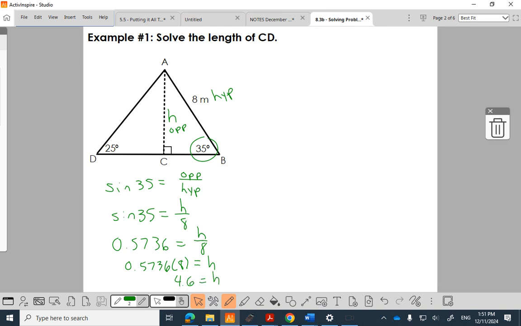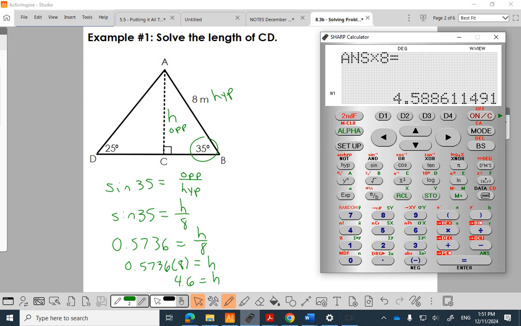And maybe you see a hole in my procedure. If I round this now to 1 decimal place, is it going to be accurate in the next part? And the answer is no. I shouldn't round to 4.6 here. I should keep more to give myself the best possible chance. So 4.5886.